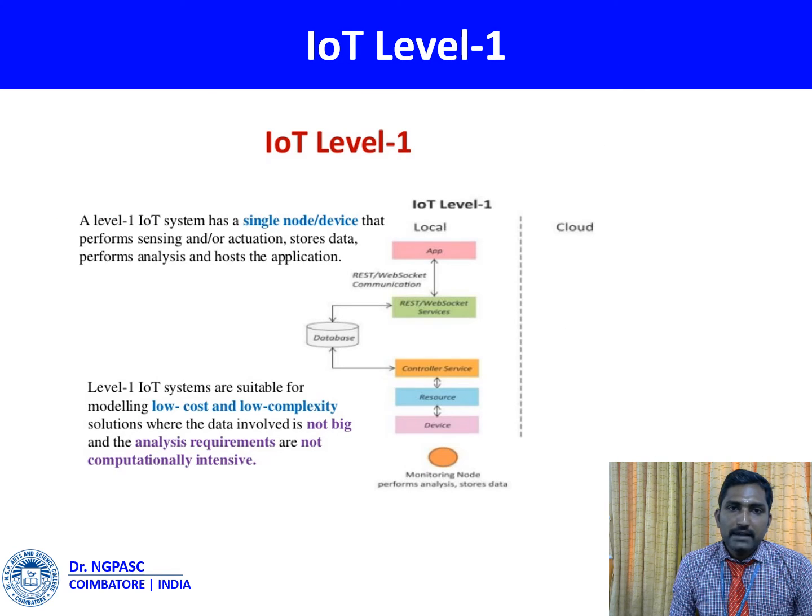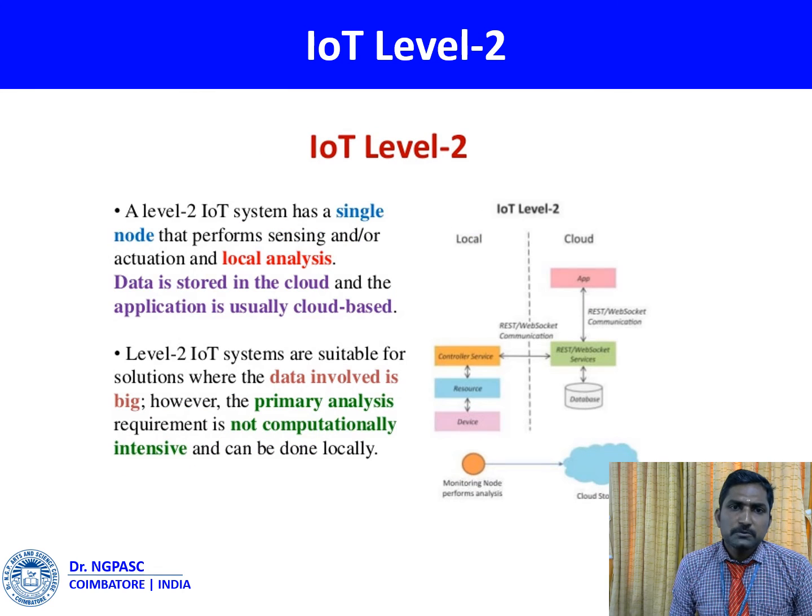So level 1 is the basic level. An IoT system has a single node or device. There is a single node or device that performs sensing and actuating, stores the data, and performs analysis of the information, with a host application. So level 1 is suitable for modeling low cost and low complexity solutions, where the data is not big and the analysis requirements are not computationally intensive.